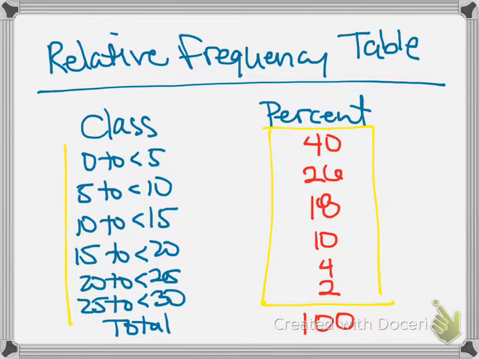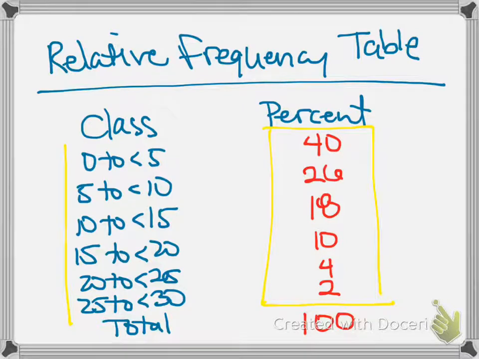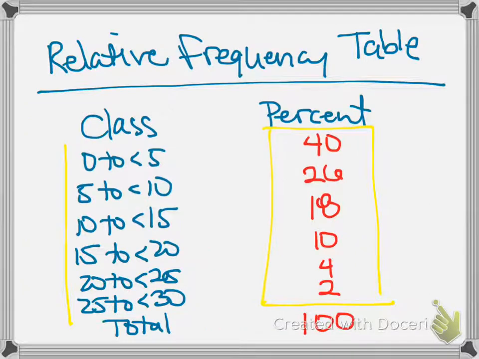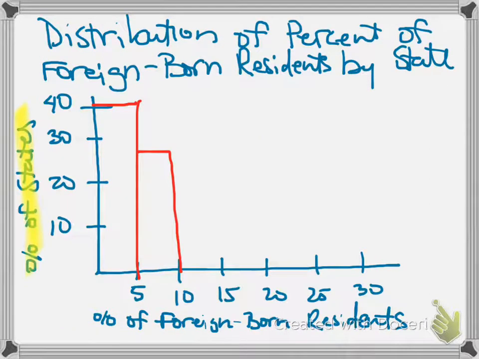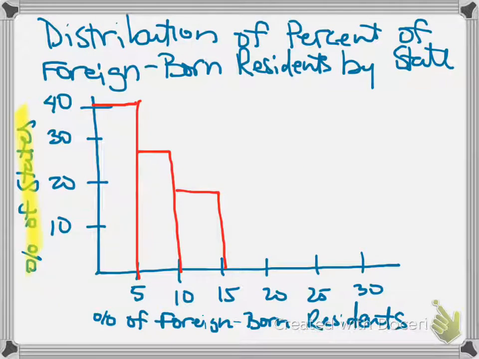We know that the first bin represents 40% of our data. We know that our second bin represents 26% of our data. We know that our third bin is 18%. Our fourth bin is 10%. Then we've got 4% and 2%.